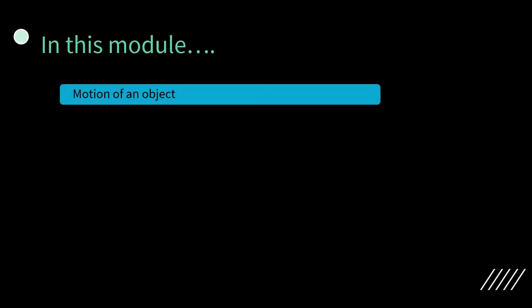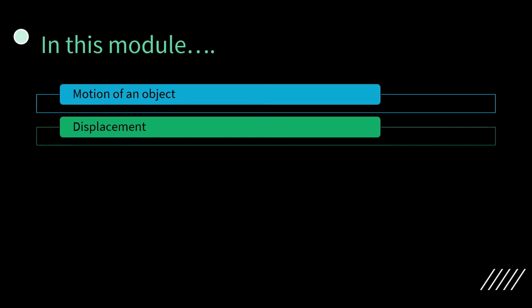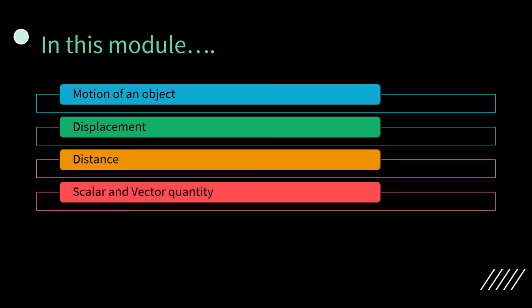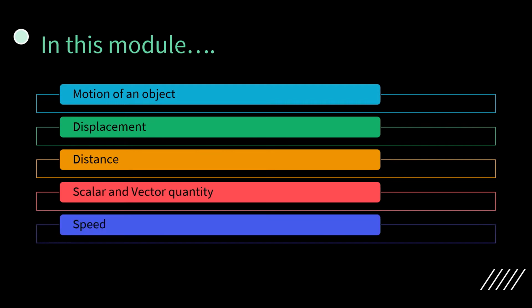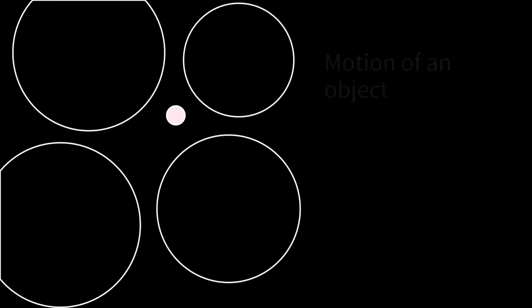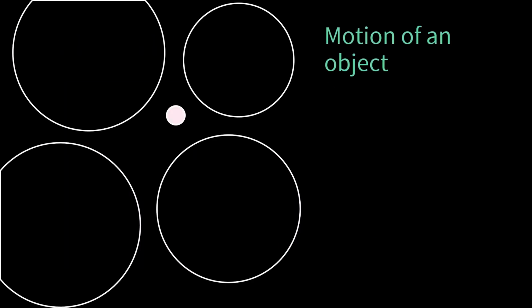In this module, we will be learning about motion of an object, what is displacement, what is meant by distance, what are scalar and vector quantities, what is speed and what is velocity. Let us learn about motion of an object.